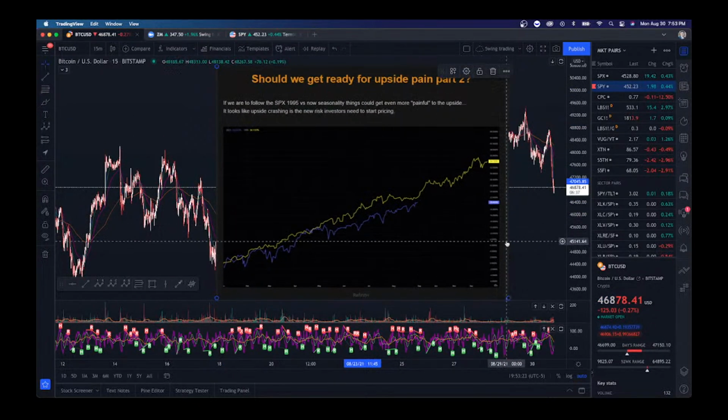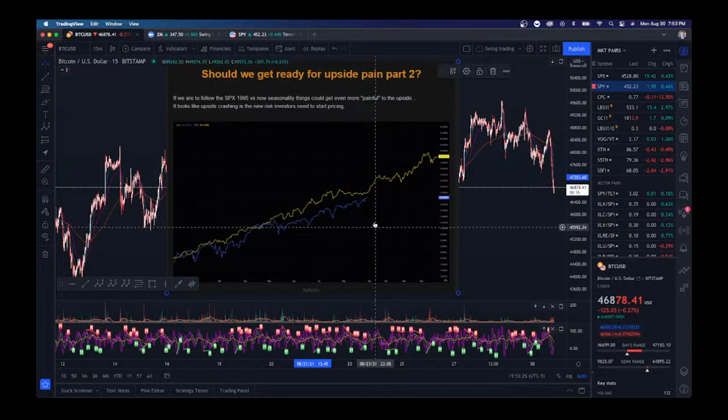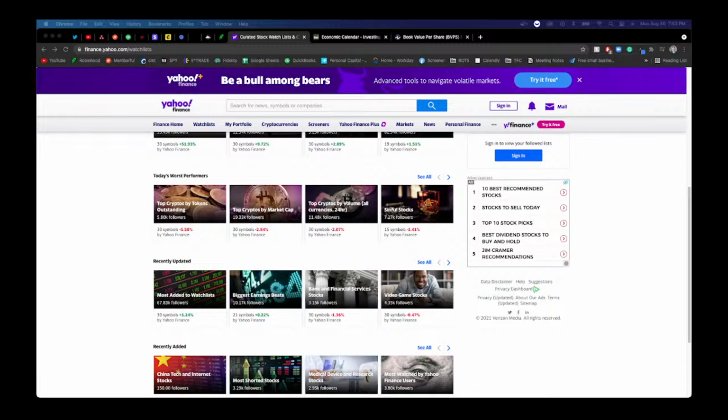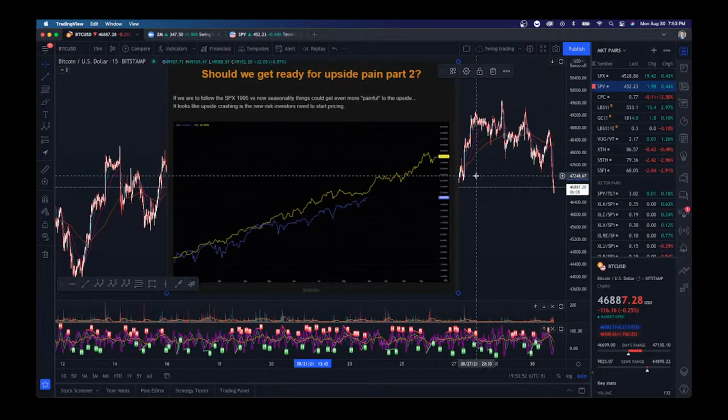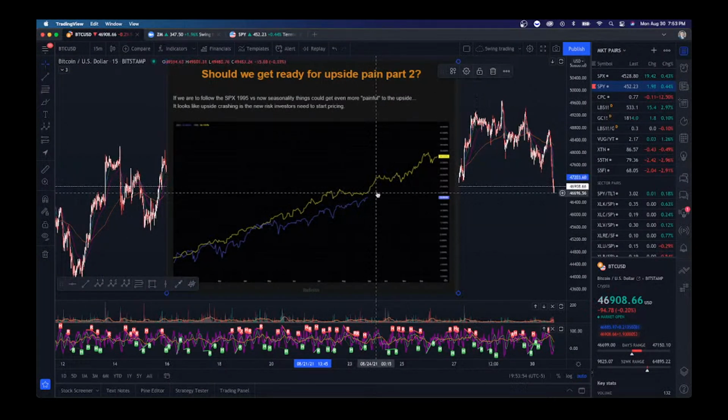Should we get ready for upside pain part 2? If we were to follow the S&P from 1995 versus now, seasonality things get even more painful to the upside. Yeah, I don't mind fractals. Fractals are essentially taking a chart that has already played out, aka this 1995 yellow S&P 500. I don't mind using them sometimes, but sometimes people take them to a literal extreme, like it has to follow it keyframe to keyframe, essentially.